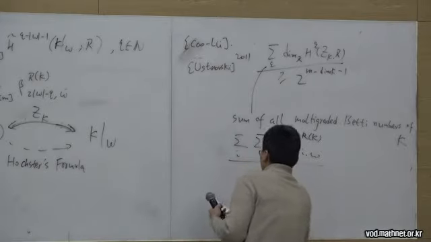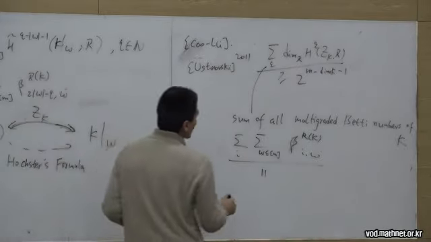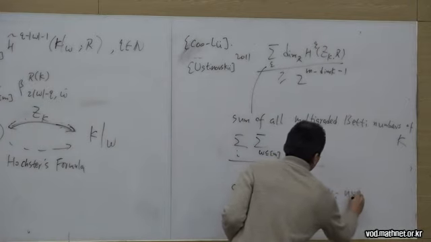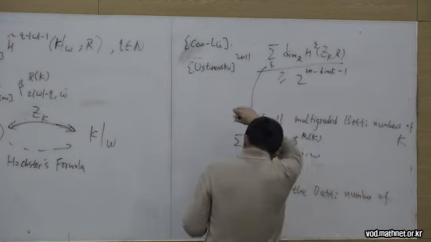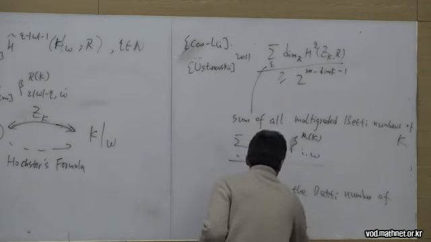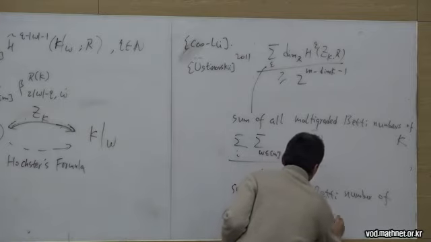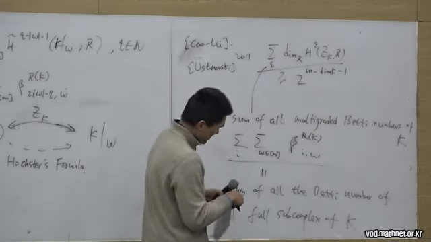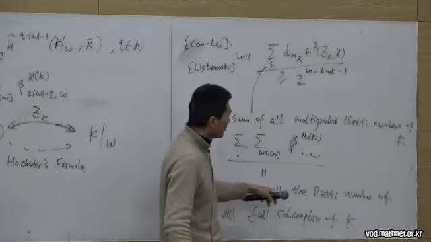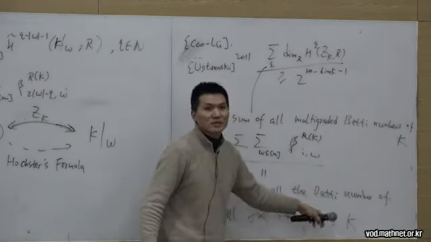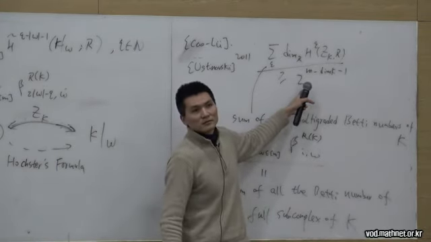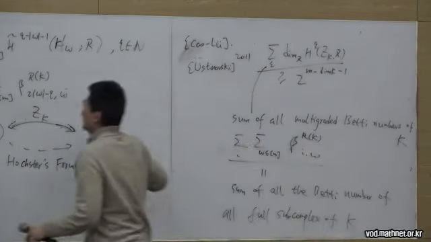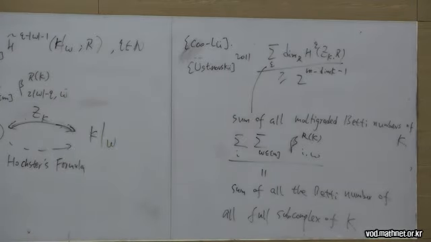Also, by Hochster's formula, this means the sum of all the Betti numbers of all full subcomplexes of a complex K is at least this one. So no matter what the simplicial complex K is, if you sum up all the Betti numbers of all its full subcomplexes, then there's a very general lower bound by this one. This seems quite non-trivial, because it has no restriction on the simplicial complex K.